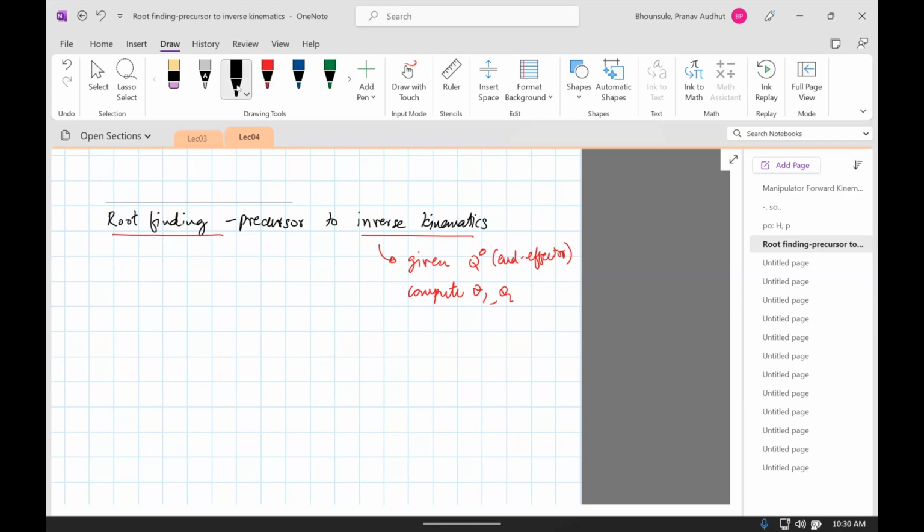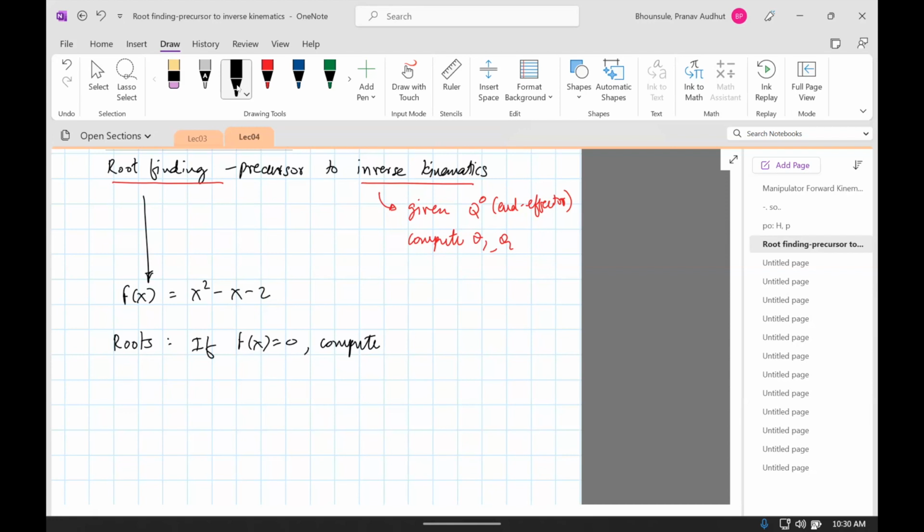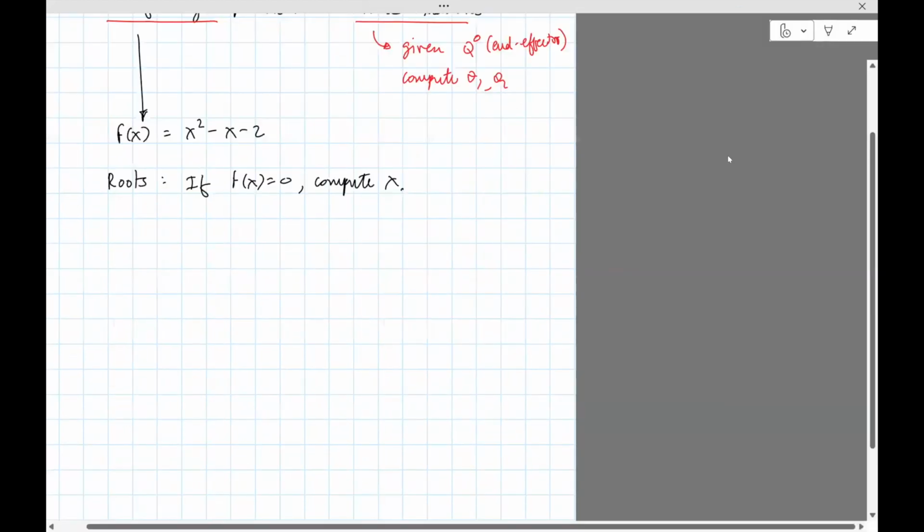So what I mean by root finding is, if you're given a function, let's say f of x equals x squared minus x minus 2, you're told to find the roots of this function. So if f of x equals 0, compute x. Okay, now you probably know that a quadratic equation could have what? 1 root, 2 roots, or no roots, right?